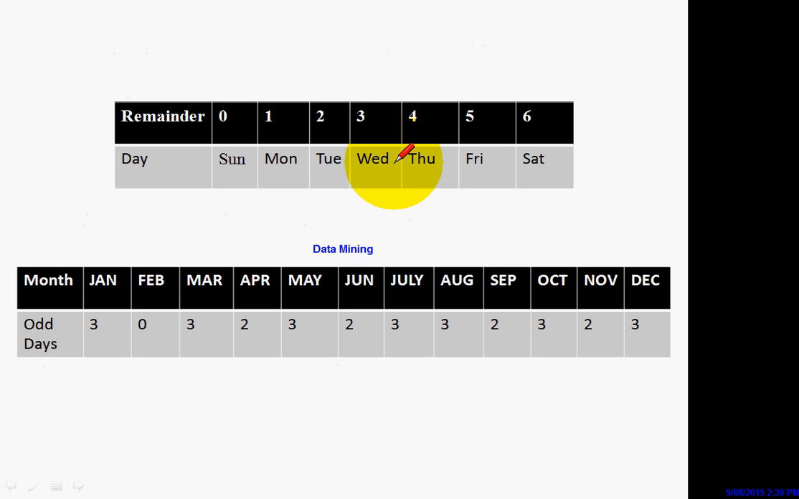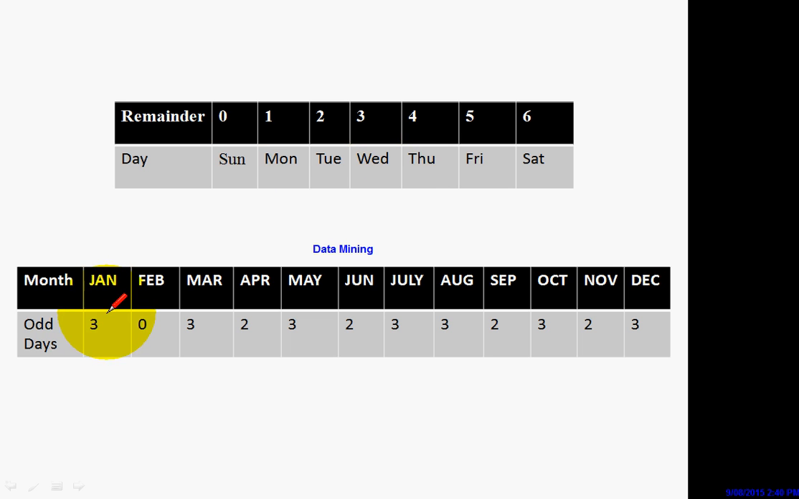So we have 0 to 6 altogether, 7 values, because the odd days should be below 7. If it exceeds that value, then you divide it by 7 and find the perfect match. So odd days 0 to 6 and the corresponding days are given. And for each month also we can remember the number of odd days.